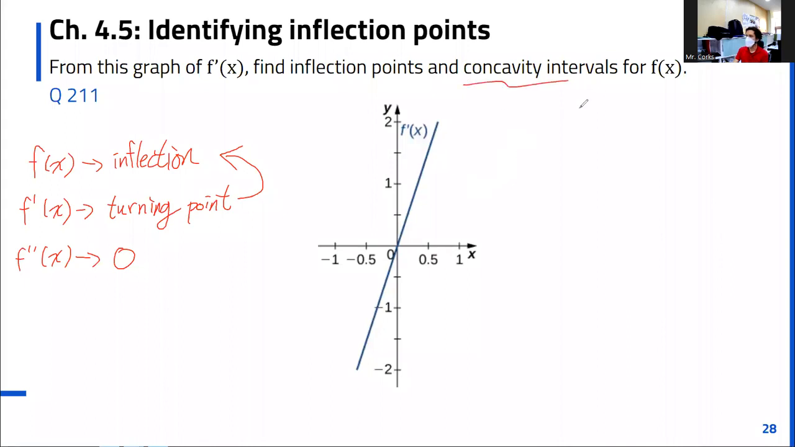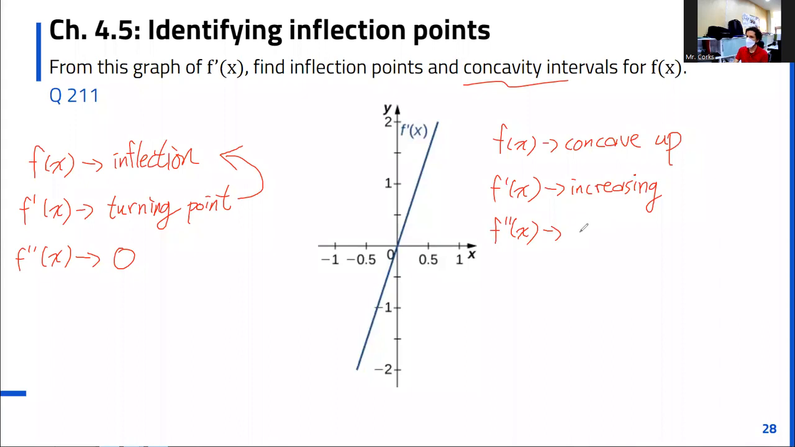If we want to know our concavity intervals, where are we concave up, concave down? Well, when f of x is, let's say concave up here, then our first derivative, what is our first derivative doing? When our original is concave up, our first derivative is increasing. So the slopes are getting steeper and steeper. First derivative is increasing. And our second derivative here is greater than 0. It's some positive number.